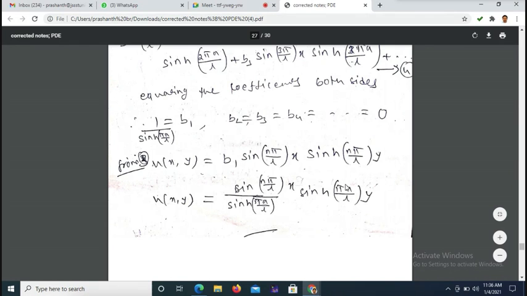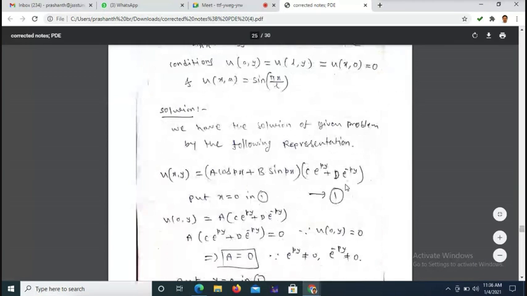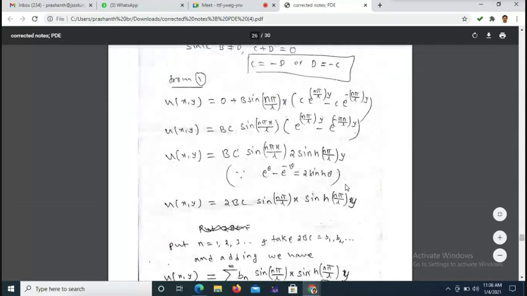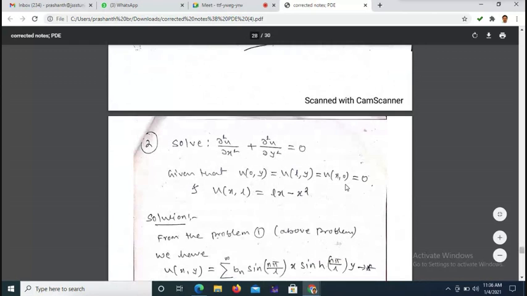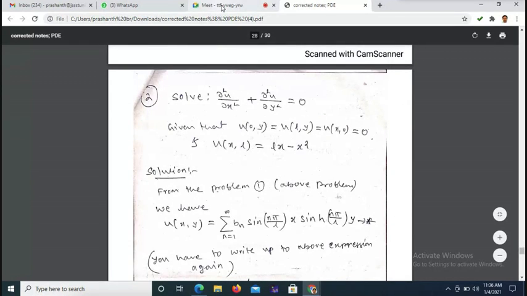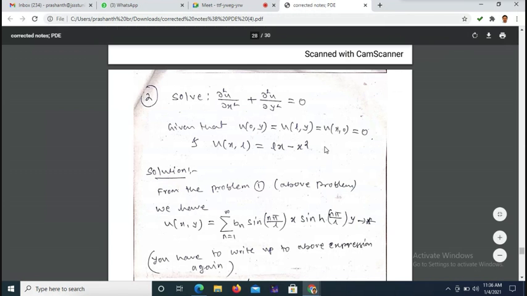Any doubt regarding this problem, you can ask me. If you have a doubt, you can put it in the message box. So now come to the second problem. No doubt regarding the first problem in the Laplace equation? Come to the next problem.